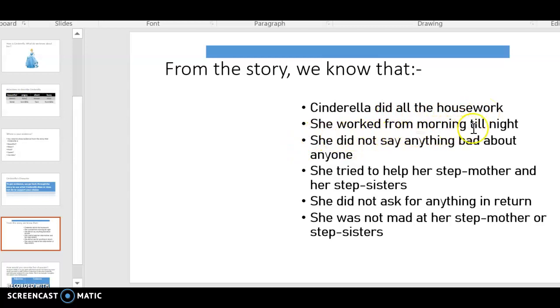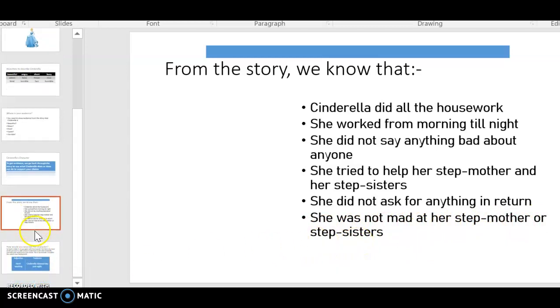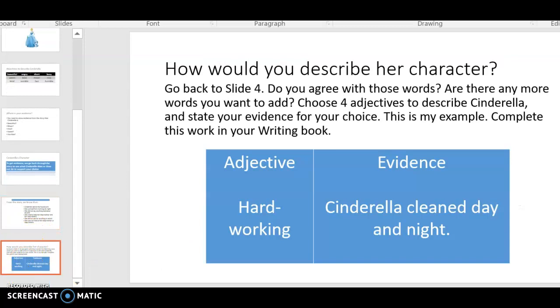She worked from morning till night. She did not say anything bad about anyone. She tried to help her stepmother and her stepsisters. She did not ask for anything in return. She was not mad at her stepmother or stepsisters. There's a whole lot more we know. So how would you describe her character?